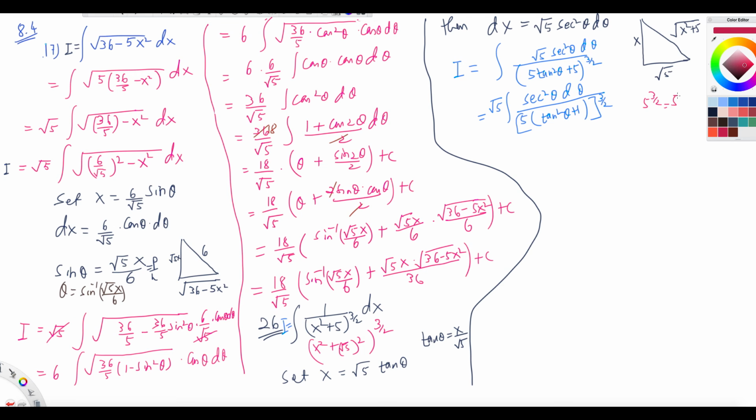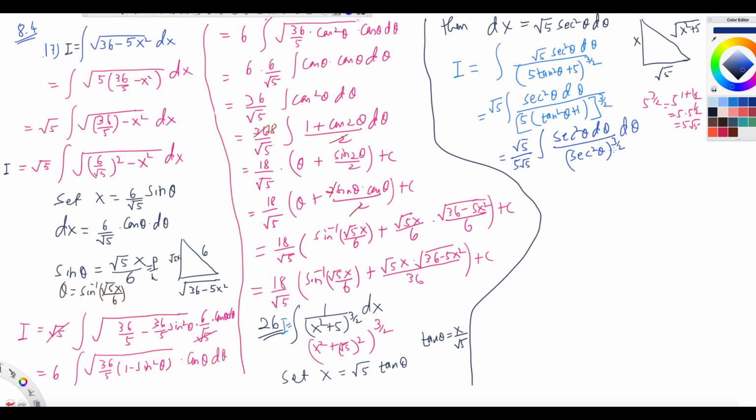Do you know what is the value of 5 to the 3 half? It is 5 to the 1 plus 1 half. That is 5 times 5 to the 1 half. That is 5 root 5. That's what you get in the denominator. So this equals root 5 integral of secant square theta d theta over 5 root 5. I can pull that outside the integral because that's just a constant. And what is the value of tangent square theta plus 1? That is secant square theta, to the 3 half, d theta.